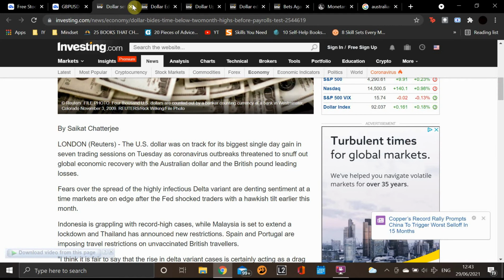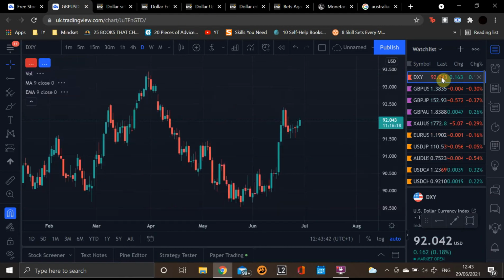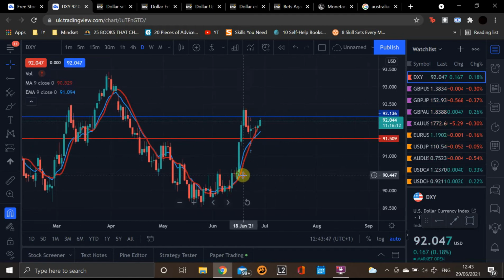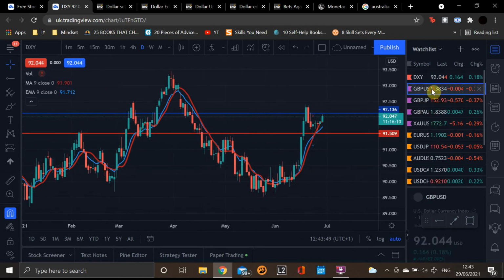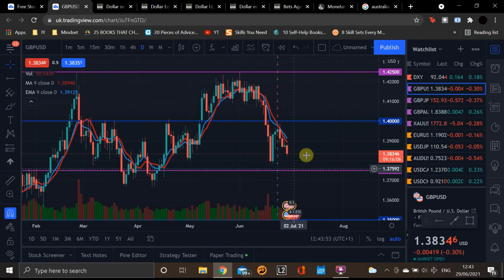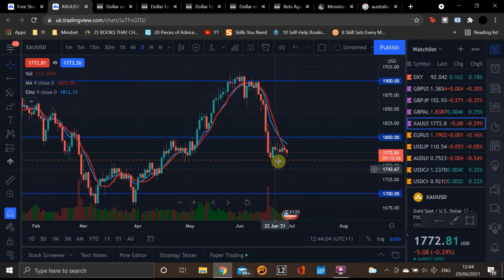So the dollar's doing quite well compared to other currencies. This is the support and resistance we marked yesterday. So it's definitely doing well compared to the British pound. And let's look at gold, see what gold is doing. Gold is going down.